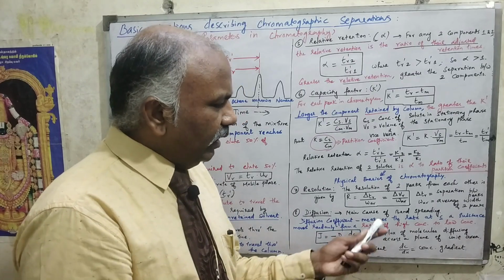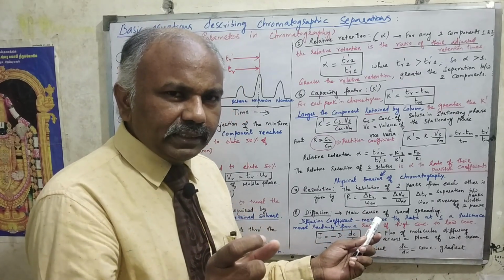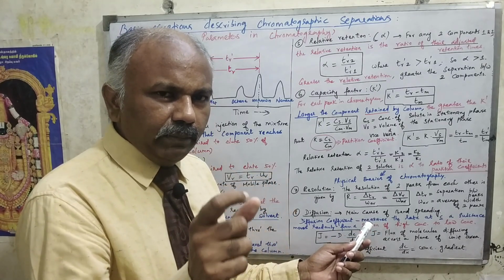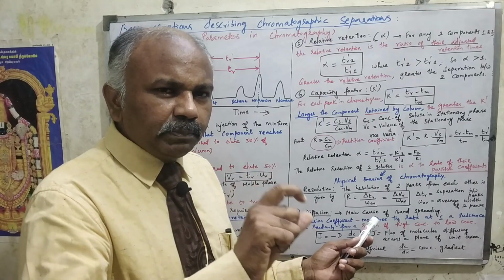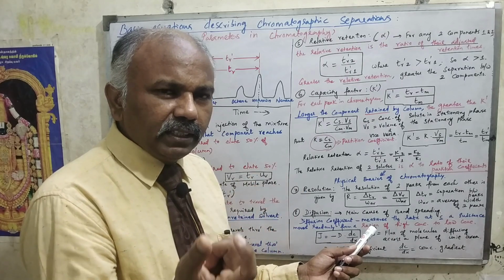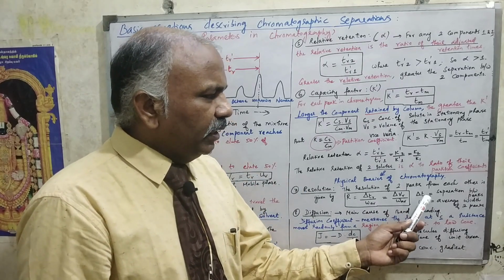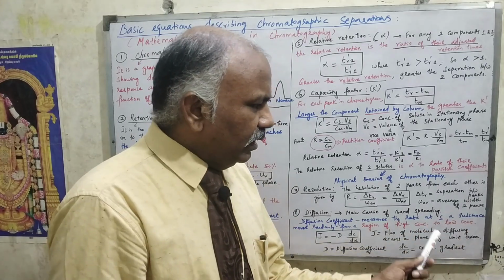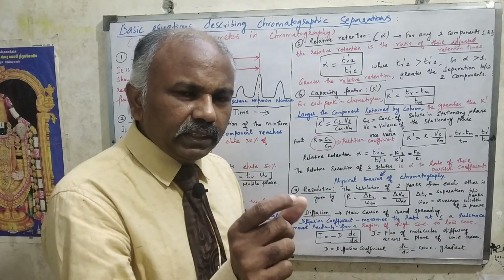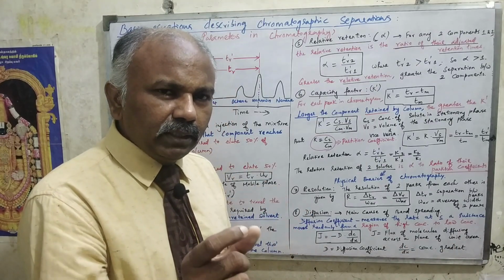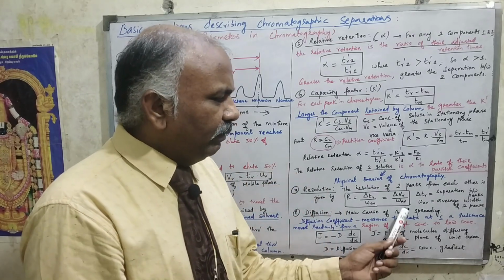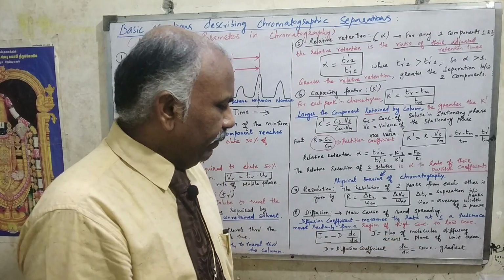So what is delta TR? You know very well. If you have two peaks, one peak having 5 minutes as the retention time, another peak having 10 minutes as the retention time, the difference between these two retention times is called delta TR. So 10 minus 5 is equal to 5 minutes. So delta TR is the separation between the two peaks, and the width average, WAV, is the average width of the two peaks, that means the width of the first peak plus width of the second peak divided by 2.